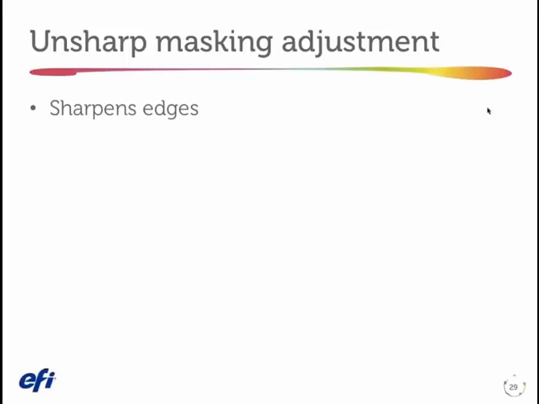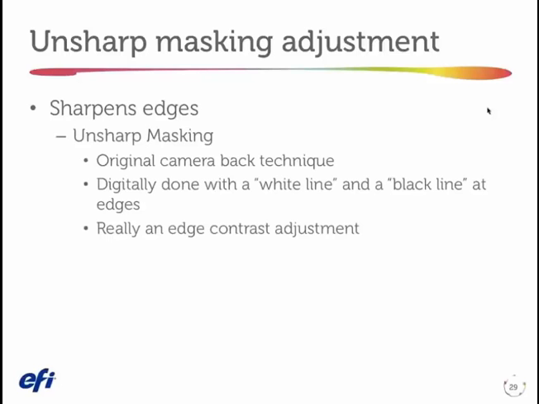The other thing we do to give better detail when we print is we apply Unsharp masking. Unsharp masking sharpens the edges of images, and it is a technique that came from camera back separation years and years ago. So just to give you a moment of history here, Unsharp masking is called this because when we made camera back separations, we would basically shoot 4 halftones of the color original. We'd shoot a picture or a halftone with a red filter.